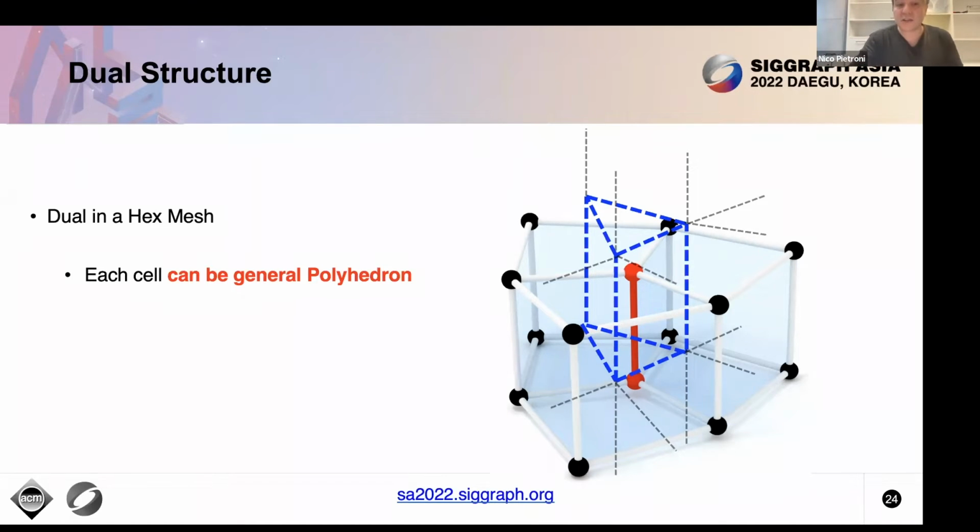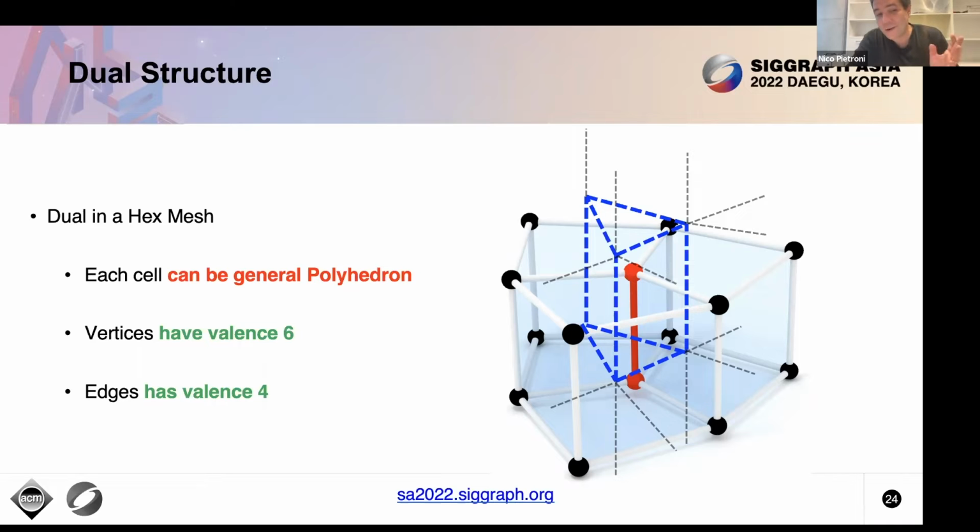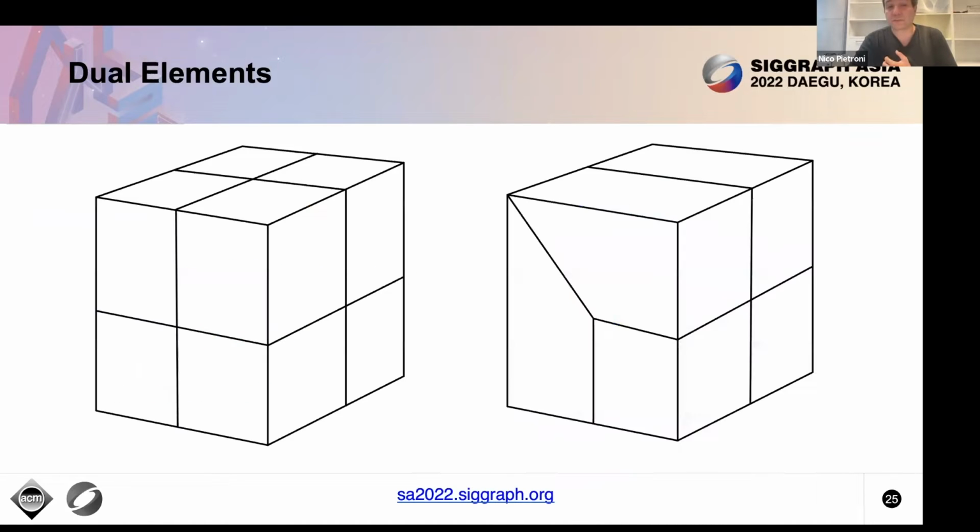So in this case, each cell is a general polyhedron, but all vertices have valency 6, right? And all edges have valency 4. So this is good for some approach to base their meshing strategy, considering this property of the dual structure.